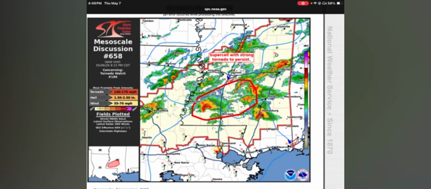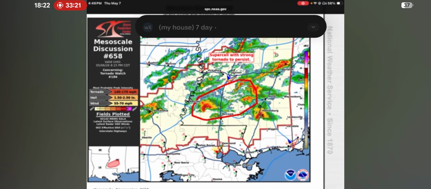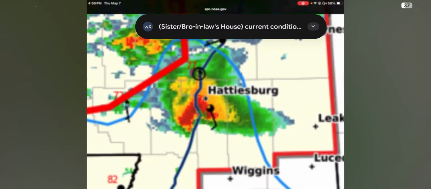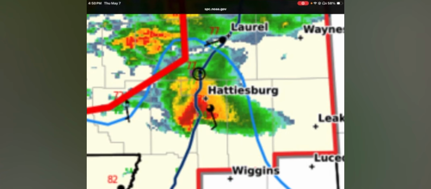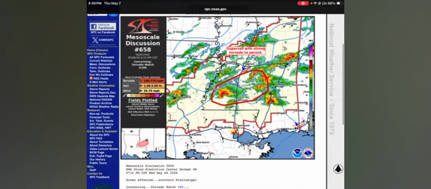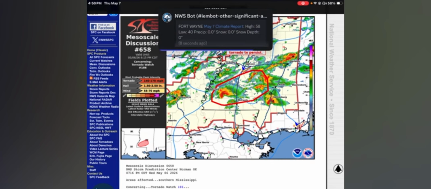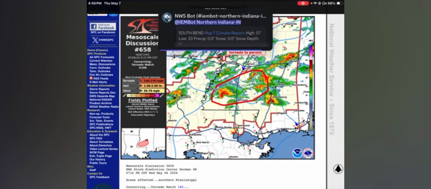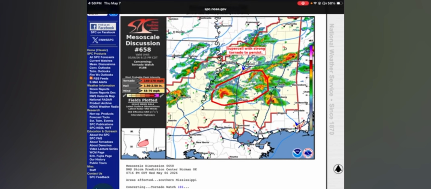I don't know why I'm talking about this like it's happening right now, because it's not. You can also see that there is another supercell with a tail core affecting Hattiesburg, but the actual tornadic part is just to the southwest. That will also get a mesoscale discussion associated with it. I believe it would be the next one after 658. I believe mesoscale discussion number 659 is going to be for that supercell. But yeah, yesterday was really a crazy day, unfortunately, and many structures were damaged.